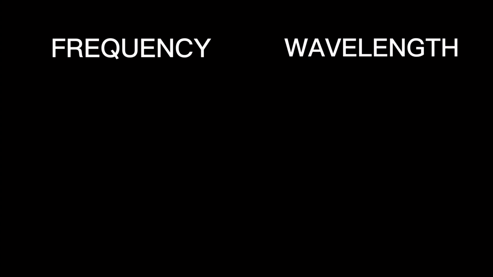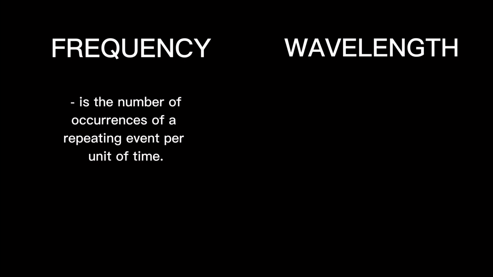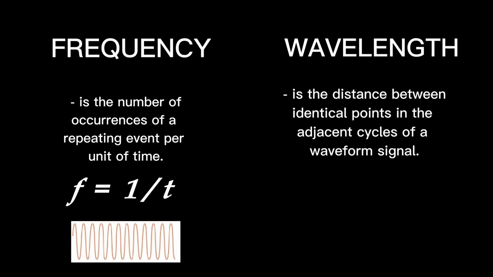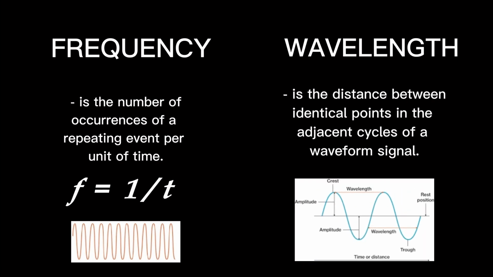But before we go tackling this electromagnetic spectrum portions, let's all be familiarized with frequency and wavelength. So what is frequency? Frequency is the number of occurrences of a repeating event per unit of time, which can be written as frequency is equal to 1 over time. Wavelength, on the other hand, is the distance between identical points in the adjacent cycles of a waveform signal, which is crest to crest or trough to trough.